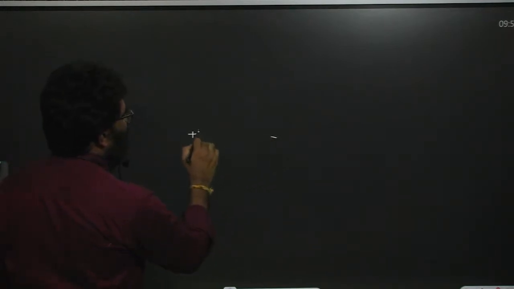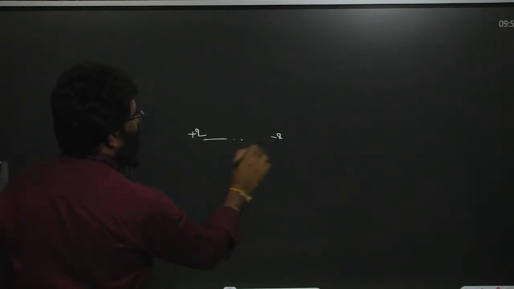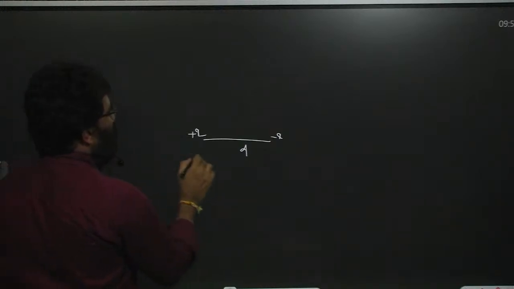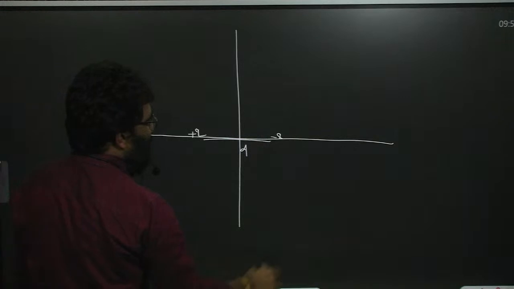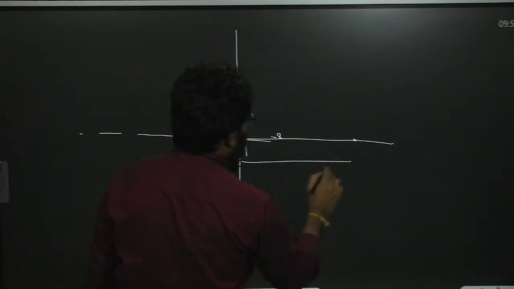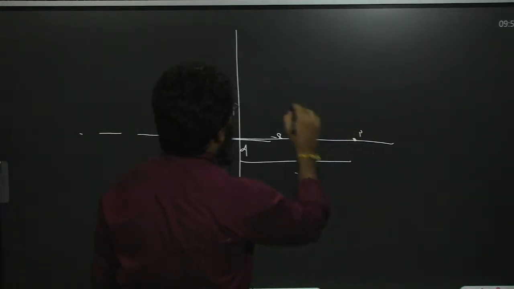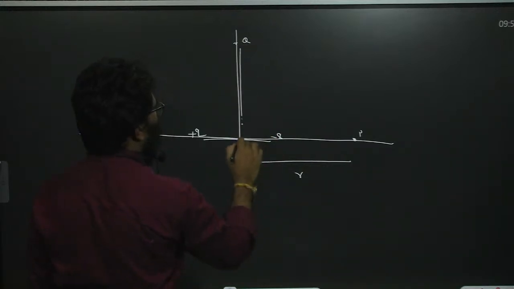Now dipole. Dipole is what? We are separating two charges, plus Q and minus Q, by a small distance d. So due to this dipole, this is the axial point. This is the bisector line. Axial point at a distance r, small r, point P. This is small r only.